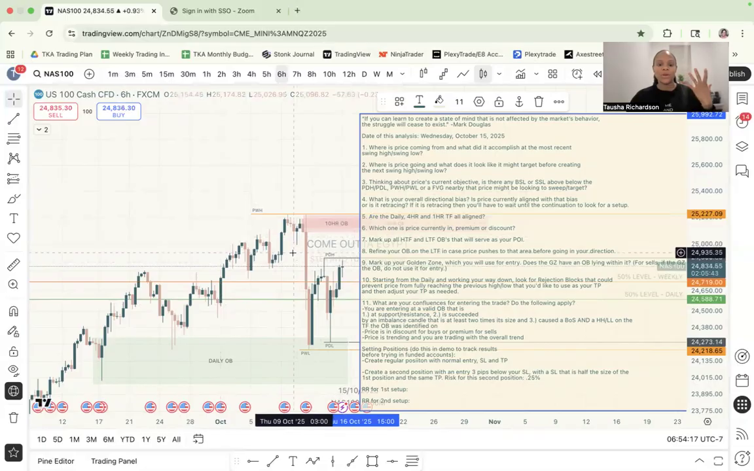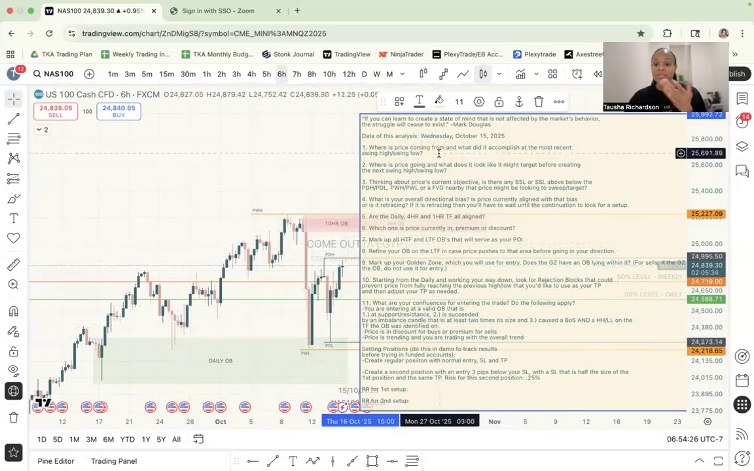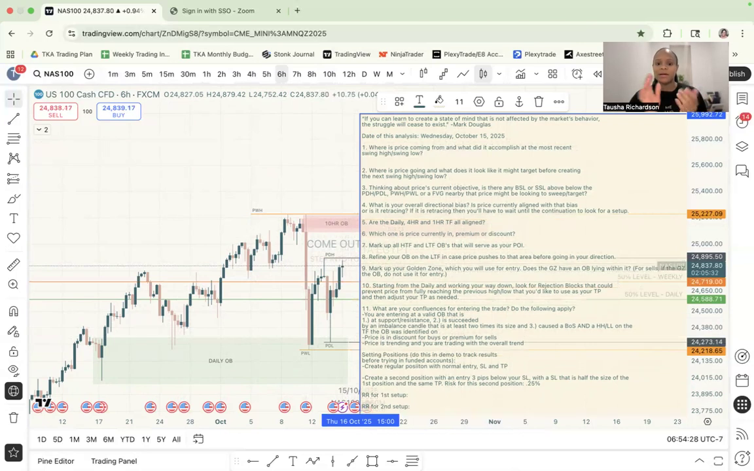So yes, the last major move that price made, it sold down heavily and it took out sell side liquidity. So let's go ahead and write that down. And really all of these steps just help me to understand what price's current objective is so that I can know whether my point of interest is valid or not.